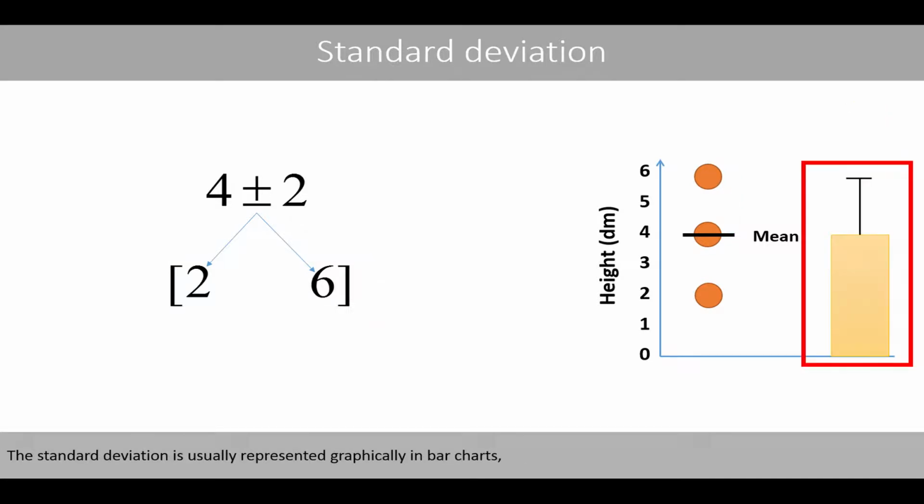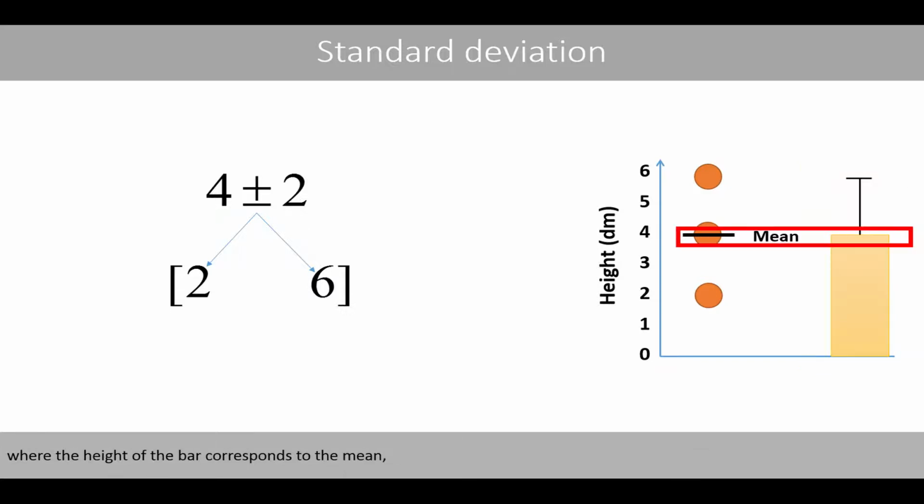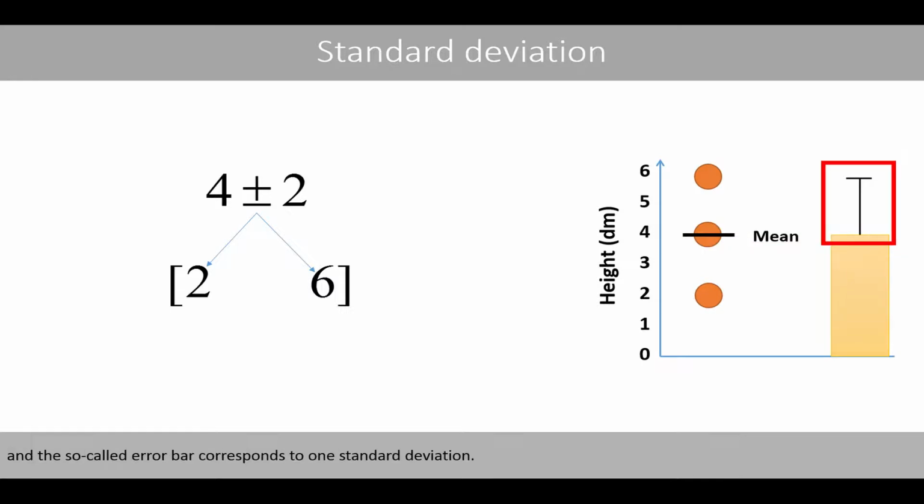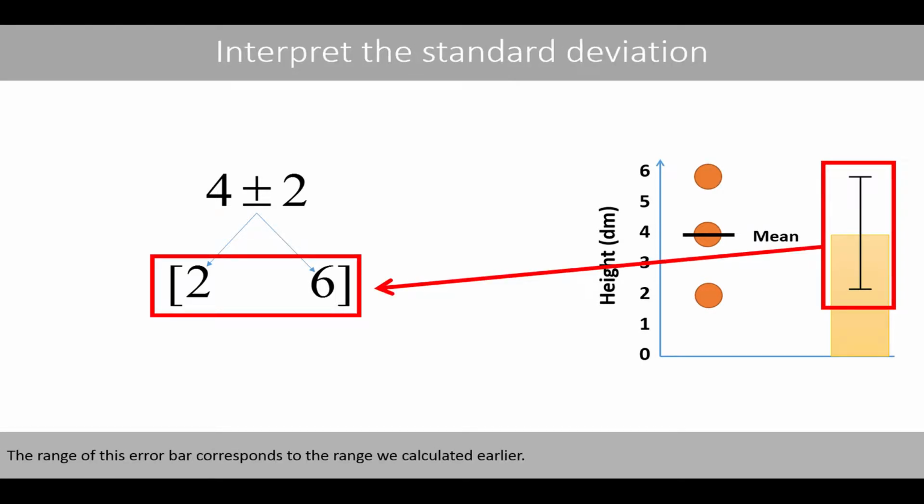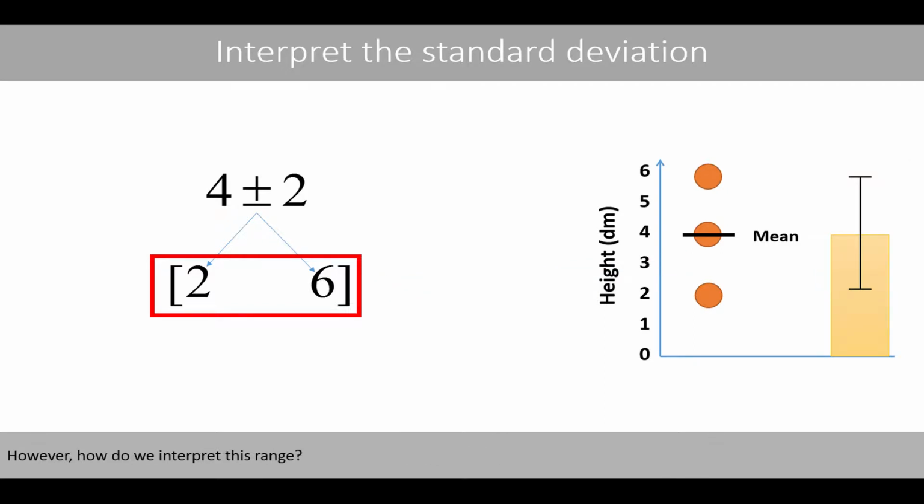The standard deviation is usually represented graphically in bar charts, where the height of the bar corresponds to the mean, and the so-called error bar corresponds to one standard deviation. Sometimes the error bar is also drawn below the mean like this. The range of this error bar corresponds to the range we calculated earlier. However, how do we interpret this range?